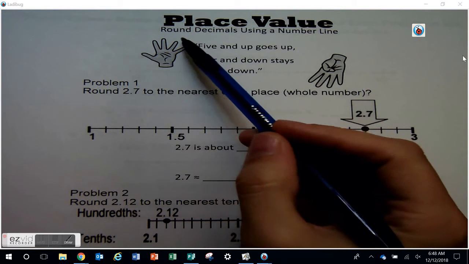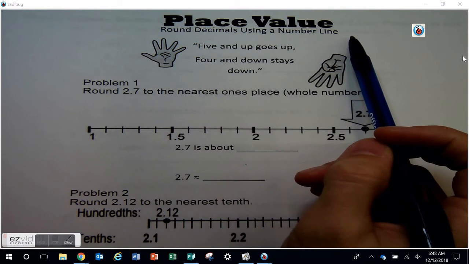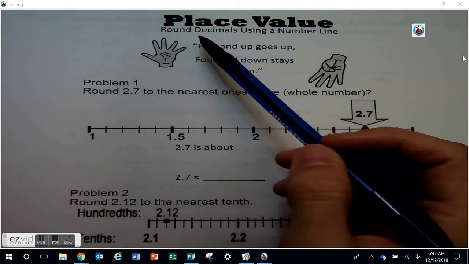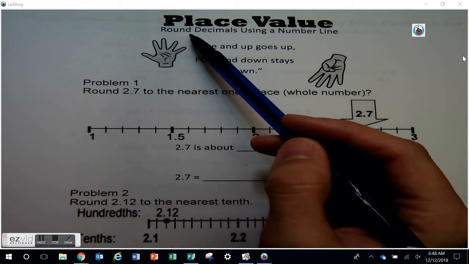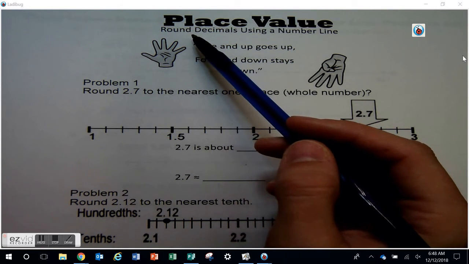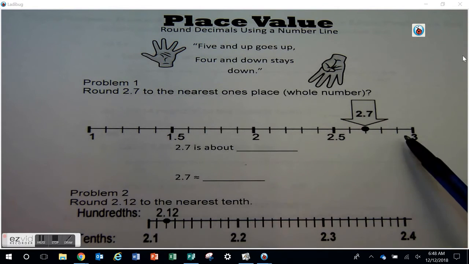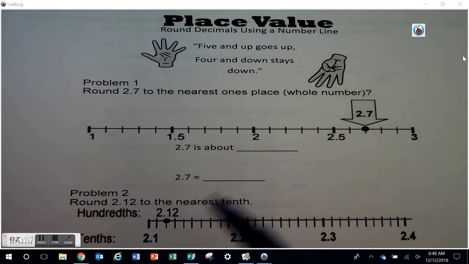Today we will round decimals using a number line. Well, what is rounding? Rounding is when we make numbers easier for us to use by using a number close to the number that's easier for us to use. Okay? Today we're going to be using number lines, and a number line makes it really easy to see because we're going to use the number that is closest on the number line.